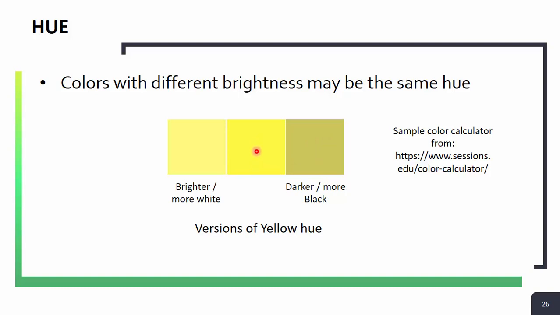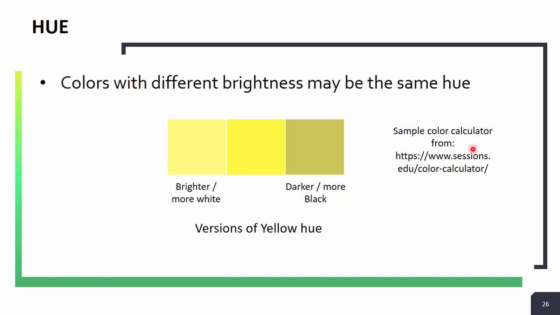So as a matter of fact, you can do some calculation. You can go to this website, for example. You can get samples of colors with the same hue but different in brightness or blackness. And as a matter of fact, these three colors, even though they are different in darkness and brightness, are all of the hue yellow.